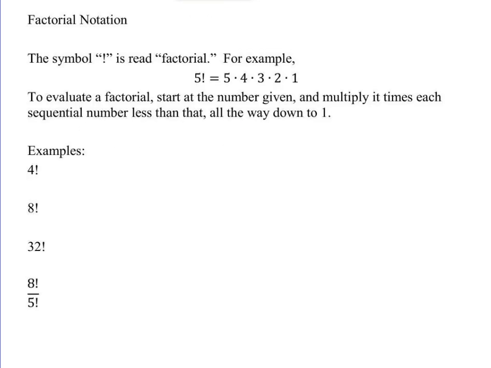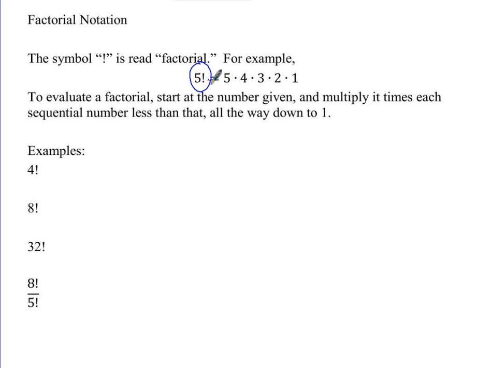We have some notation to talk about. It's called factorial notation. You may have seen this symbol before. It's an exclamation point. An exclamation point is read factorial in math. So for example, if you see 5 with an exclamation point after it, it means factorial. You would read it as 5 factorial. And all that means is you take the integer that you're looking at and you multiply it times each sequential integer that's lower than that all the way down to 1.